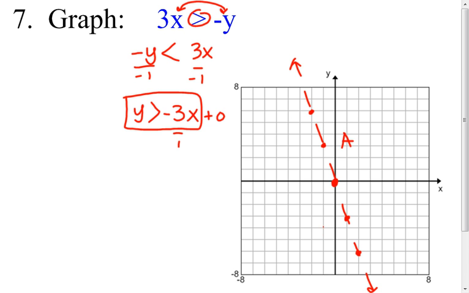So my choices are A or B. And above the line would be A. So I need to shade this direction. And that is that.